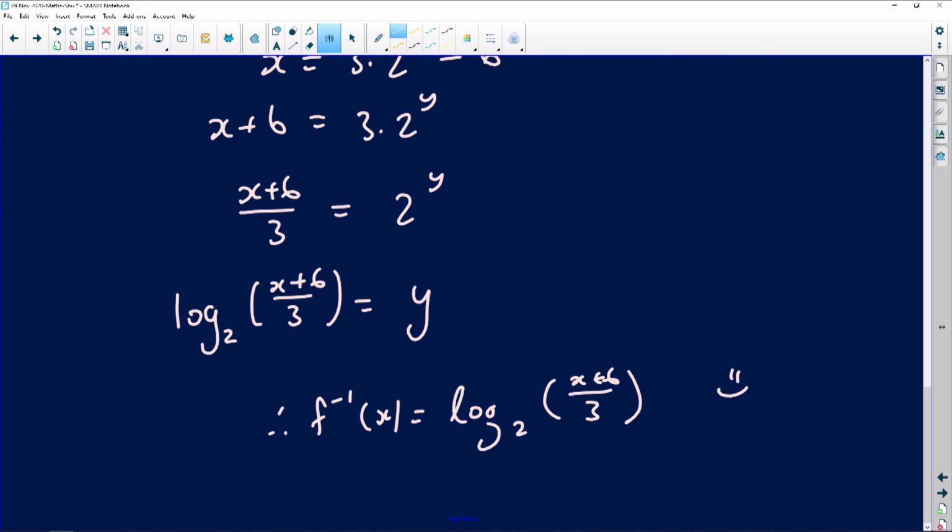Just an additional piece of information for your education: if they ever ask you for the inverse of a log graph, you can move your way to this. If you're starting with a log and they want the inverse, swap the x and the y values, and then try to make y the subject of the formula, you're going to end up with an exponential graph. Very powerful.